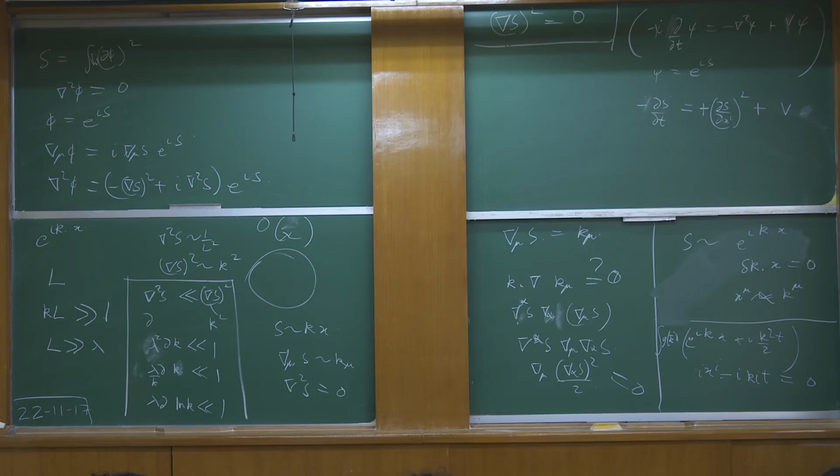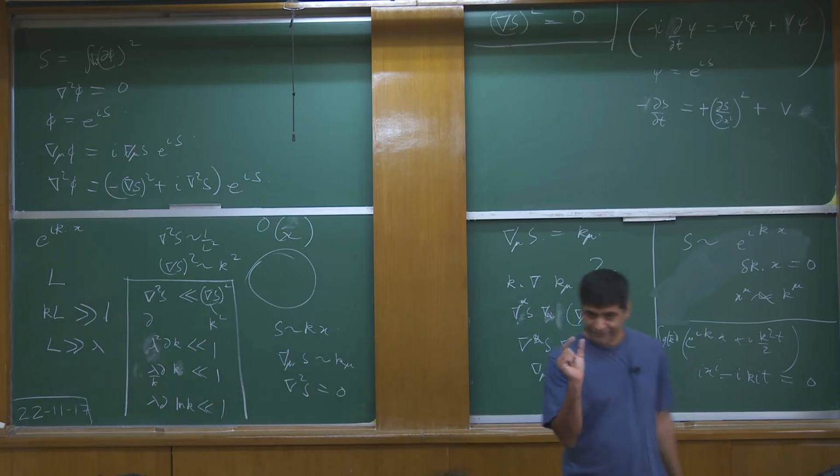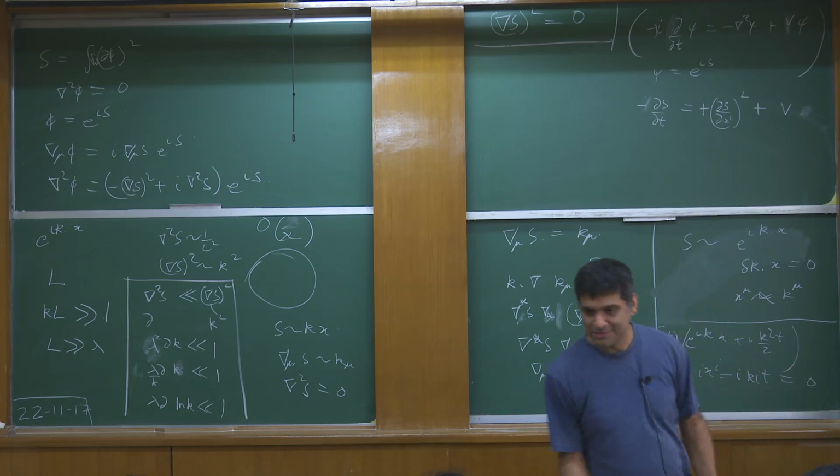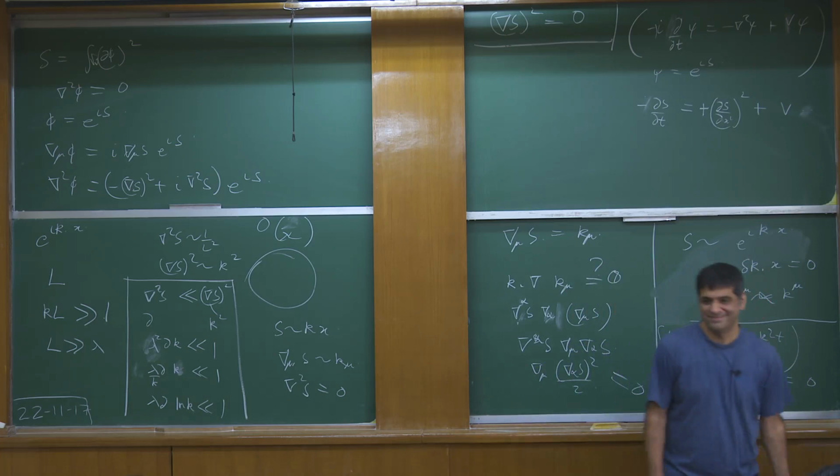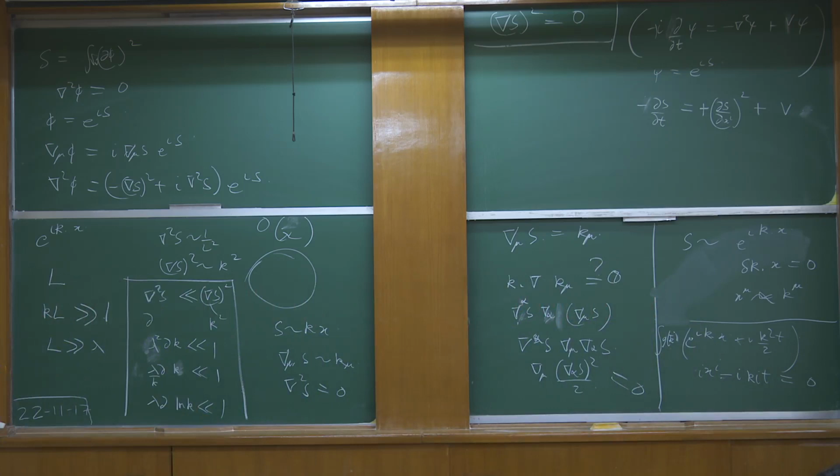I didn't understand that. Say that again. It gets corrected, yes. But it only gets corrected when the wavelength of your particle and the length of variation of your curvature are comparable. Because that's a parameter. It is corrected in λ/L. So in the case that this is much smaller than that, the correction is negligible. Okay? Great.